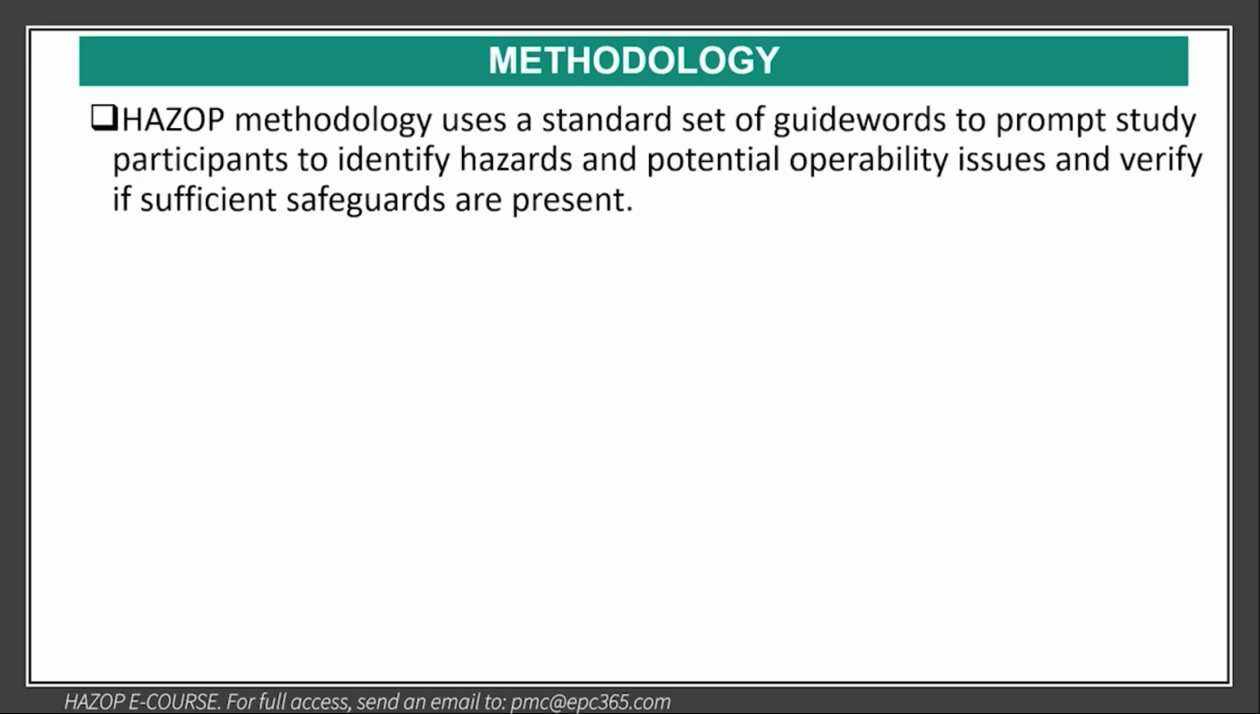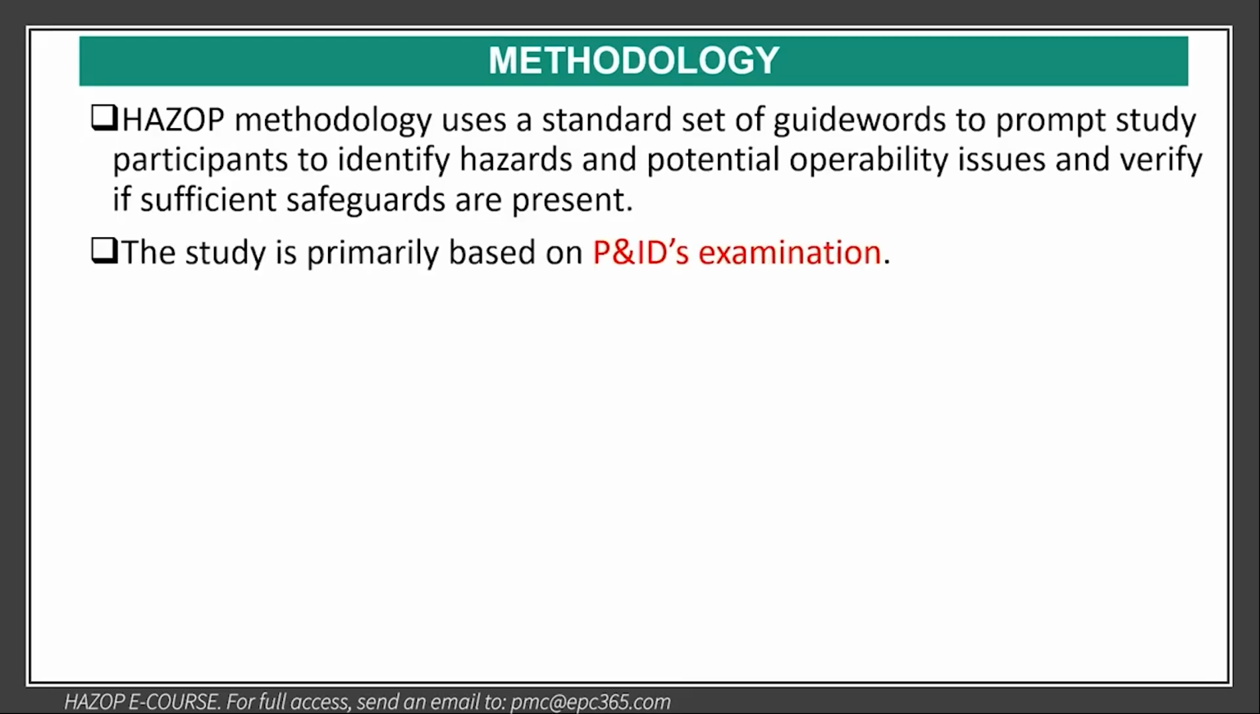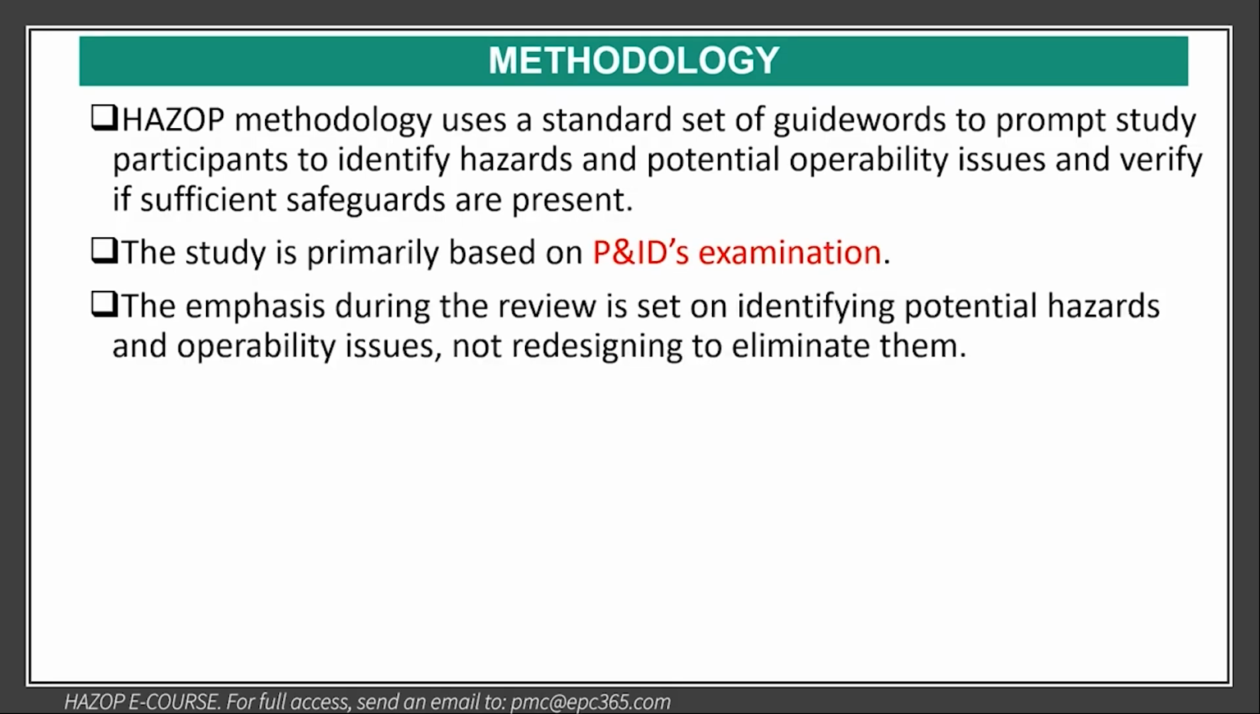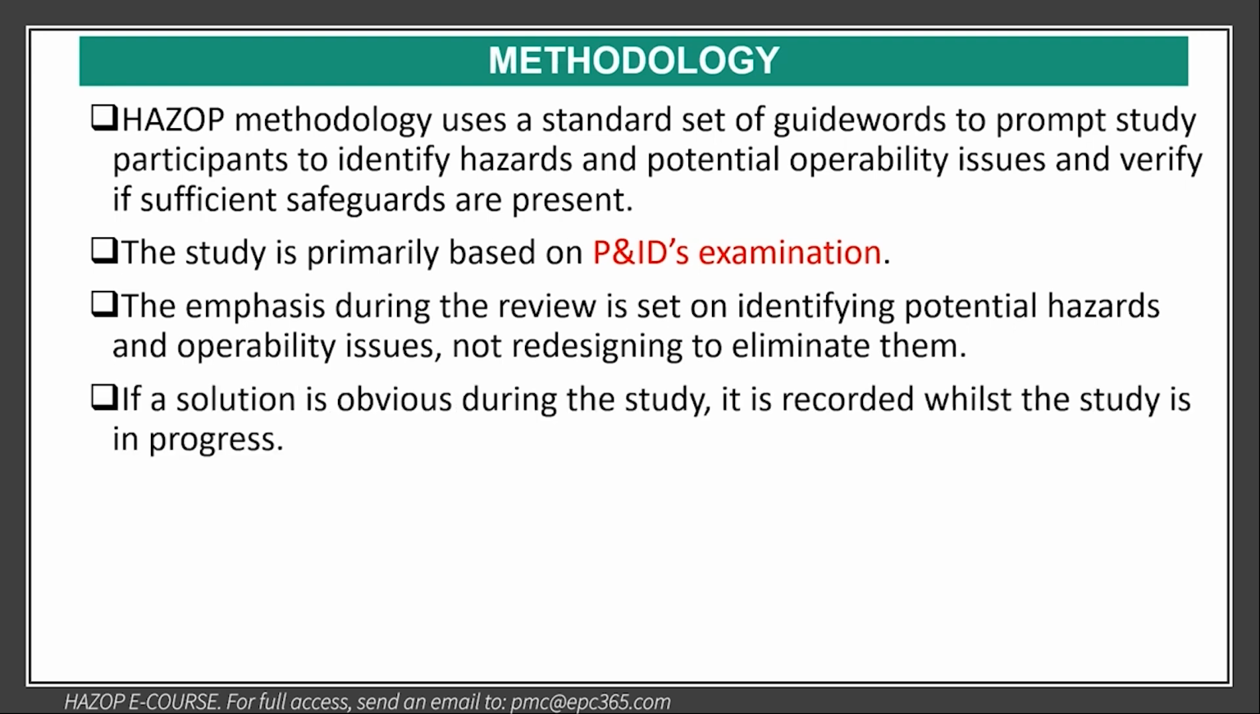Normally, the HAZOP methodology uses a standard set of guidelines to prompt a study participant to identify hazards and potential operability issues and verify if sufficient safeguards are present. So the study is primarily based on P&ID examination. The emphasis during the review is set to identify potential hazards and how to eliminate them. And if a solution is obvious during this study, it is recorded while the study is in progress.